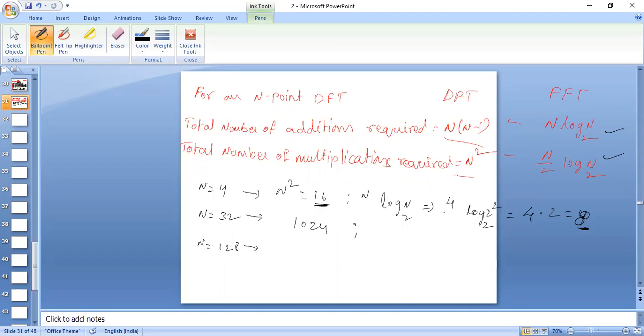Because we can easily find these are the results of FFT algorithms. N log N to the base 2 and N by 2 log N to the base 2. These are the results of FFT algorithms.